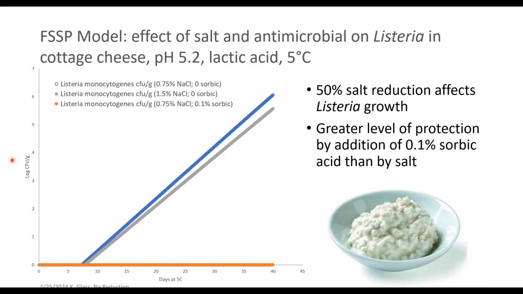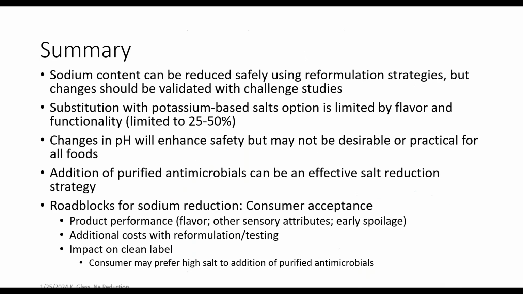This figure was derived from the food safety and spoilage predictor model for cottage cheese. In this case, reducing the salt by 50% still allows slightly more growth of listeria at refrigeration temperatures than if we use the full salt cottage cheese. But the product has the greatest margin of safety by adding 0.1% sorbic acid, shown in the orange-black line, even with lower salt concentrations.